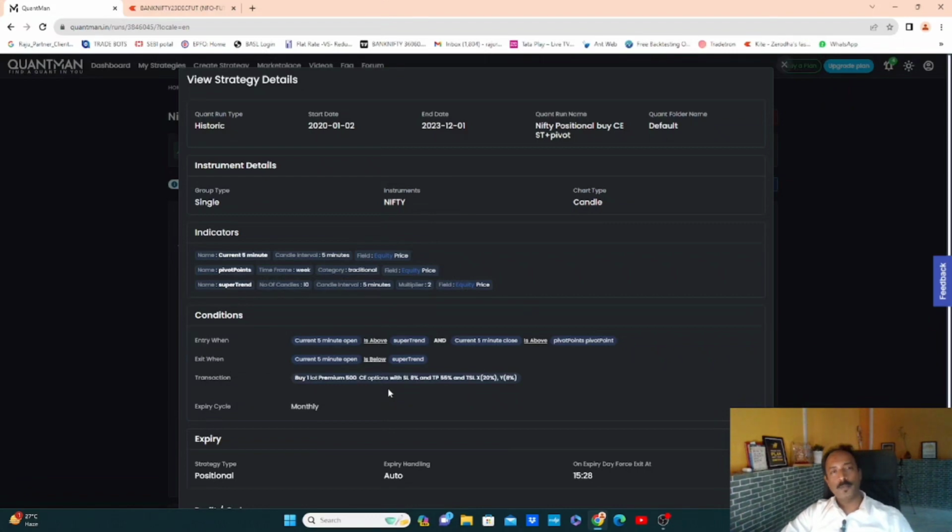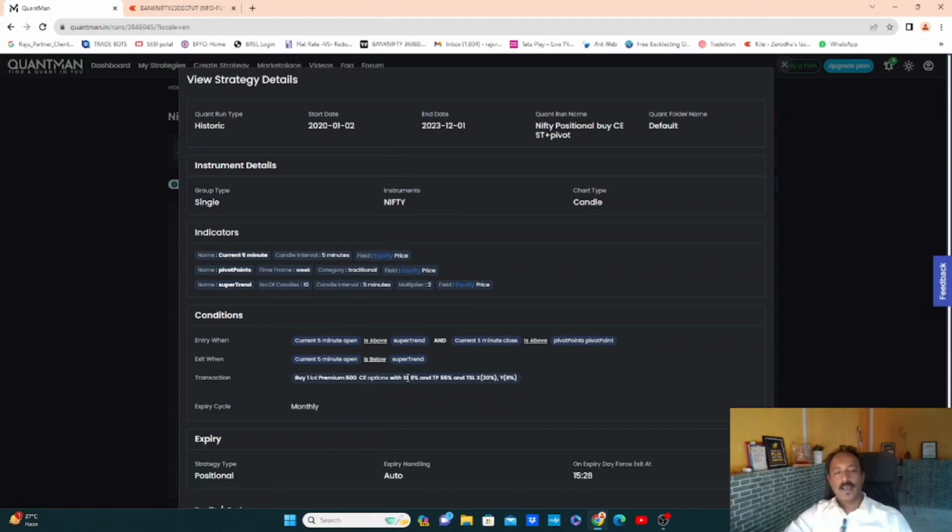Why I choose 500 rupees premium is it will have the highest delta. Delta measures the sensitivity of the option to the underlying asset. So whenever the Nifty moves by 100 points, if this option has 0.8 delta, it will move up by 80 rupees. And if the delta is 0.5, it will move by only 50 rupees. That's why we choose a high delta value option to buy.